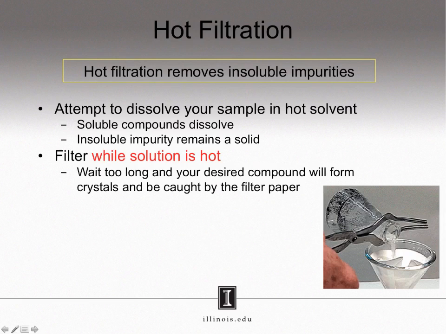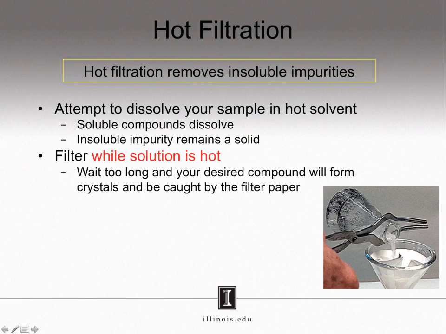In this lab experiment, you will use gravity filtration to remove the insoluble impurity. In the image on the right, we see an example of a hot filtration. We have an Erlenmeyer flask containing a hot solution with an insoluble impurity, and we are carefully pouring that hot solution through some filter paper. The solvent will pass through the filter paper and be collected in some collection vessel, while the insoluble impurity will remain behind, caught by the filter paper.